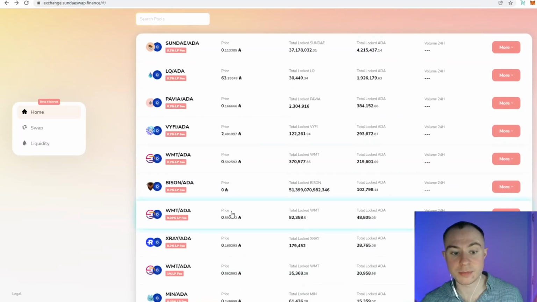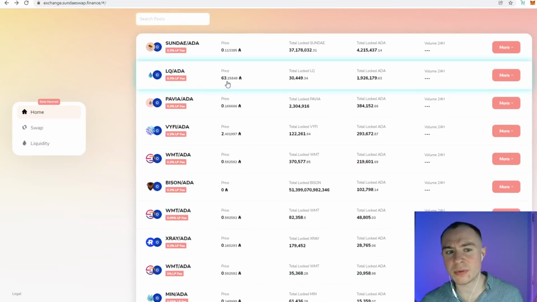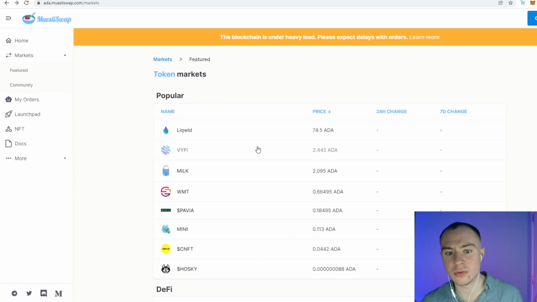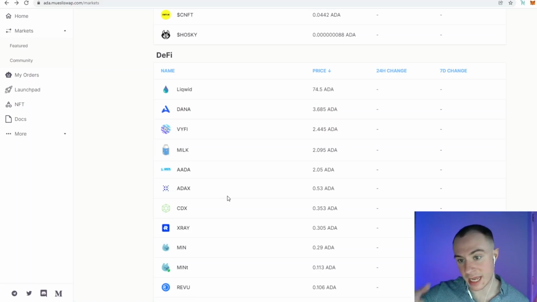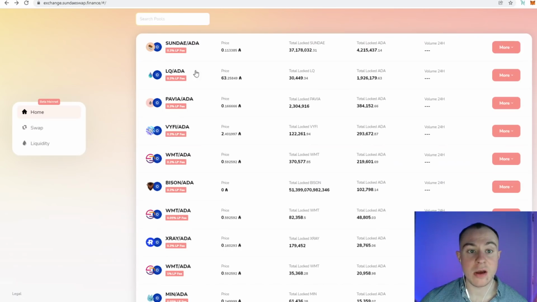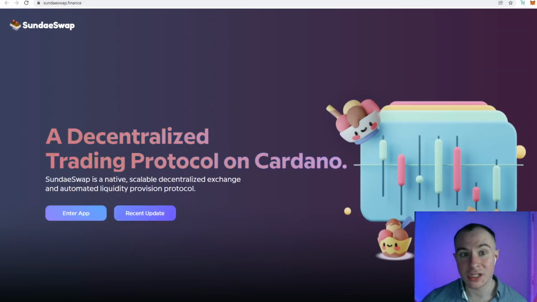You can see some of the prices being set. Currently, a huge discrepancy between MuesliSwap and Sundae. So we've got 63 ADA on SundaeSwap for LQ, which is Liquid, and you've got 75 here. You've also got things like ADA Finance. We're going to be bringing a video out after this one covering ADA Finance because they've got some exciting things happening. And you guys know that we've covered a lot of projects such as DanaSwap, Liquid, ADAX. We're going to get into more as they all start to roll out. So very exciting day. Wait up if you can, or catch it tomorrow for that video.